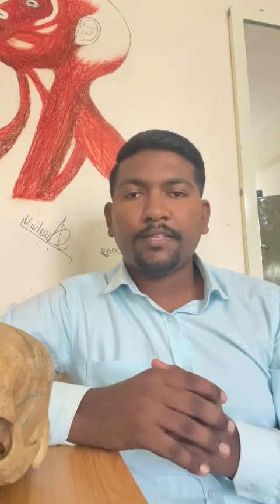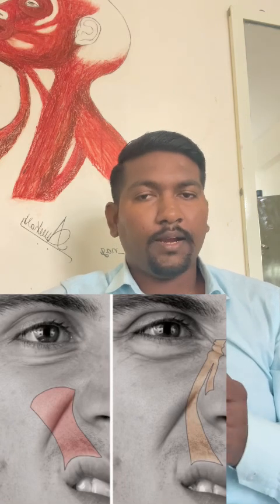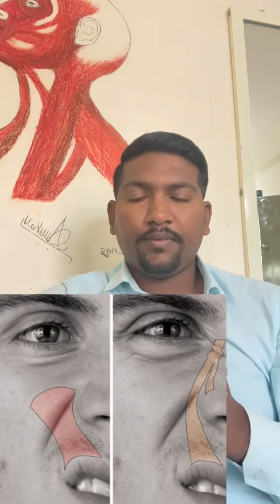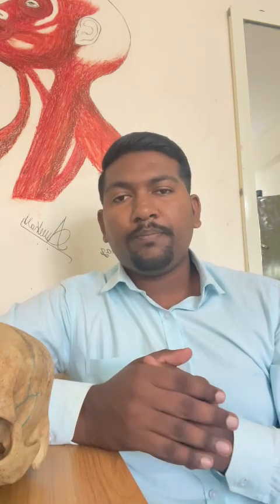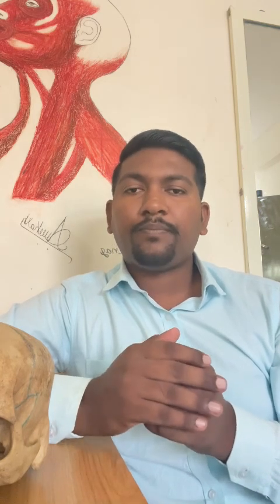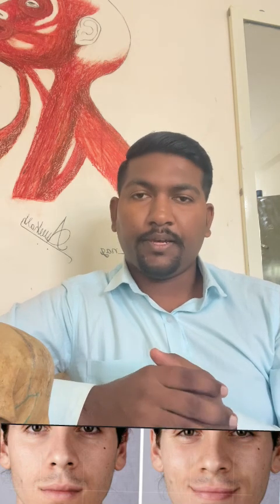Functions of the caninus muscle: it helps in the formation of the nasolabial furrow and gives the expression of sadness. The function of the zygomaticus muscle is to elevate the upper lip and take the angle of the mouth backward, and it helps in laughing.